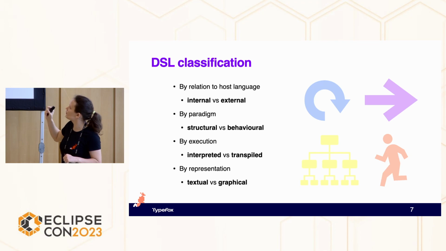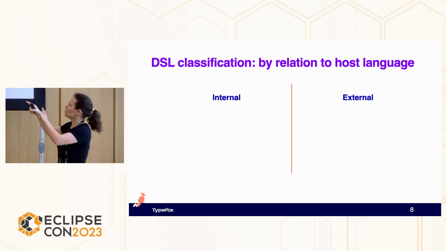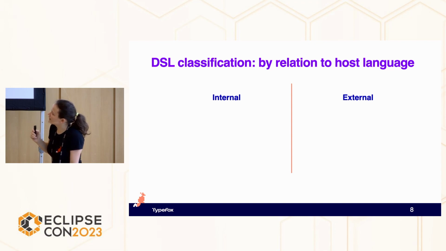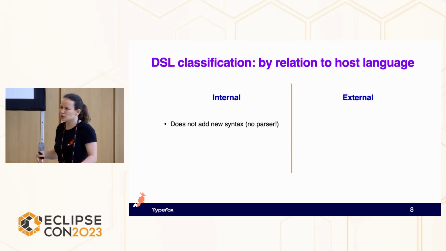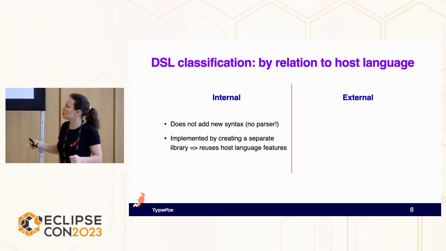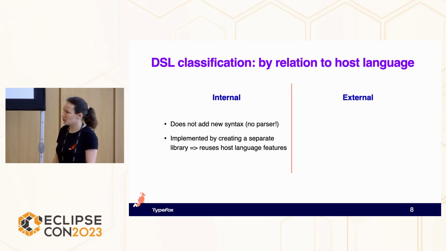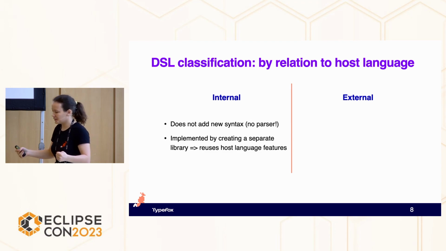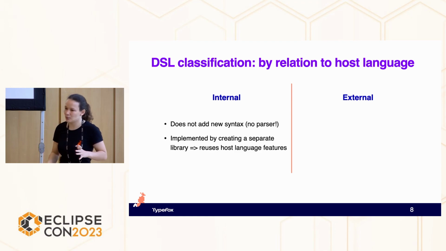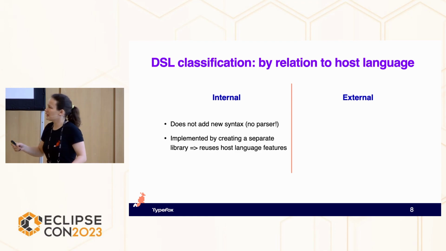The first thing is relation to host language. Here we have internal and external. Internal languages don't add new syntax, and as a result, you don't need to write a parser for extra constructs, because implementing such a DSL looks like just creating a separate library in some host language, and then you can reuse all the host language features, for development, for parsing, and whatever. An example is the Gradle Kotlin DSL. If you used Gradle with Kotlin, it's actually not a real DSL, but something written in normal Kotlin.